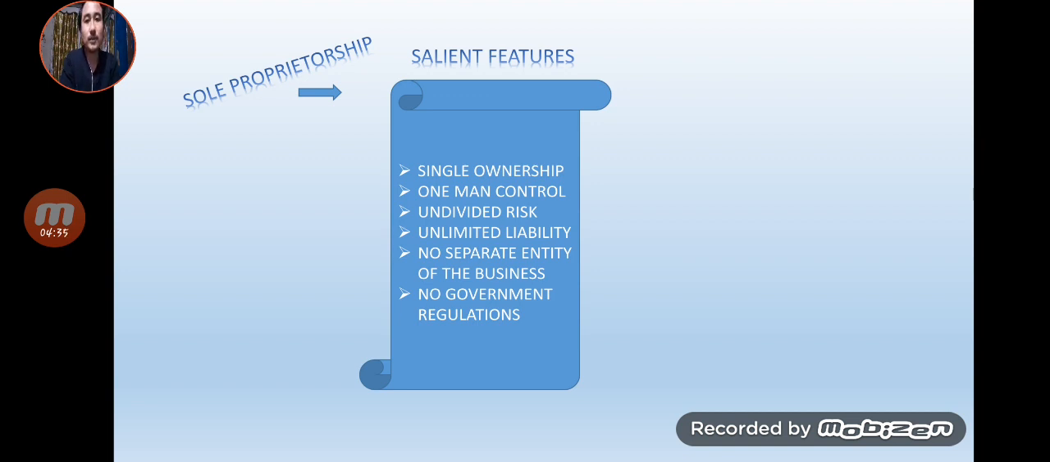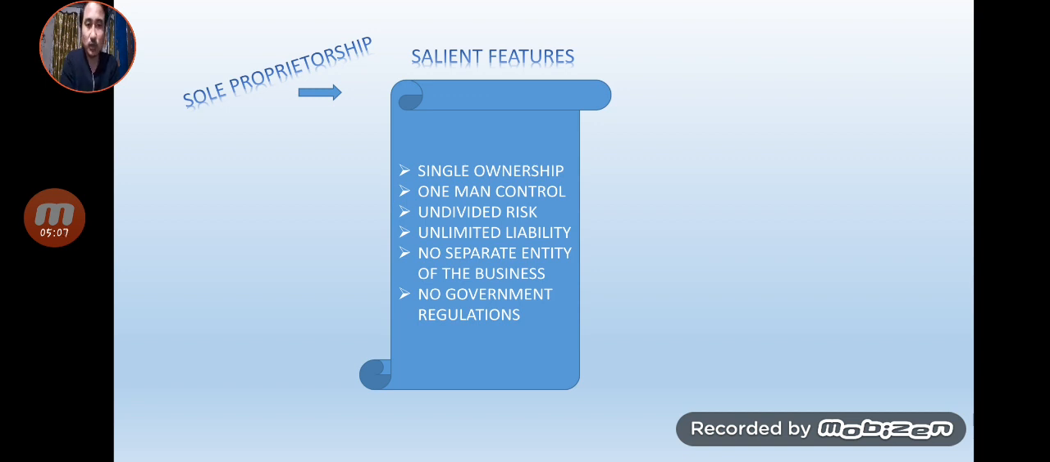Single ownership. Sole proprietorship is a business where there is a single owner, a single man or woman who owns the business. Obviously, when one person owns the business, there will be one man's control over it, and the risk is also undivided. It is quite risky, because if the business does not do well and makes a loss, it will be a huge risk for the proprietor.